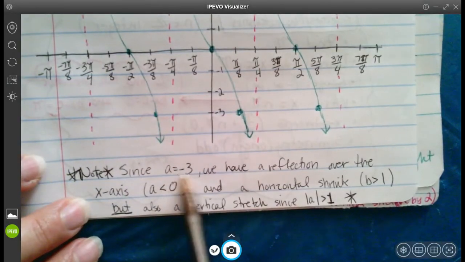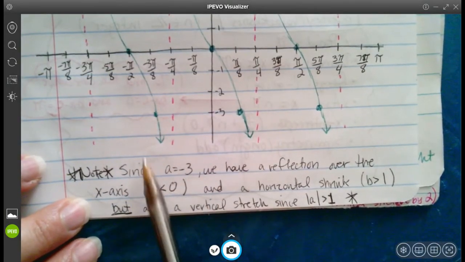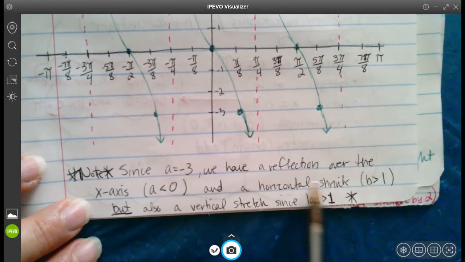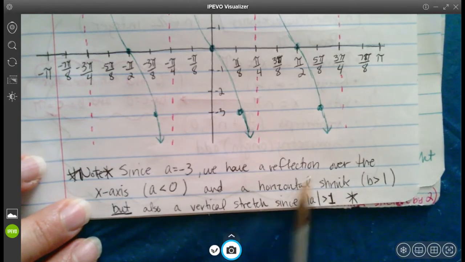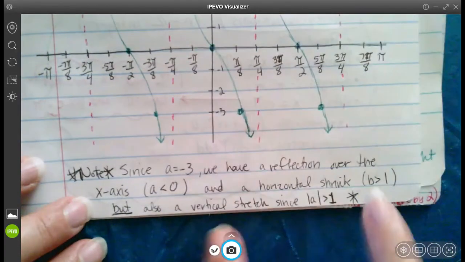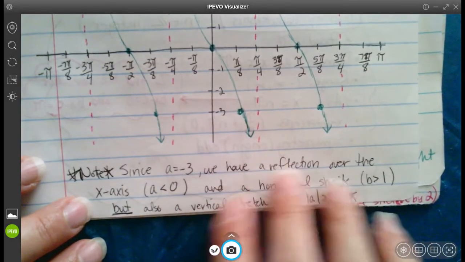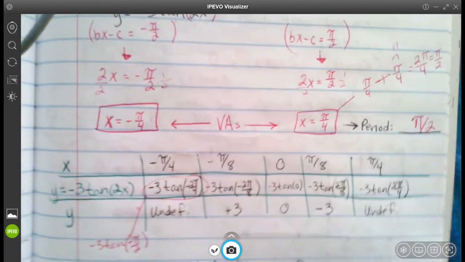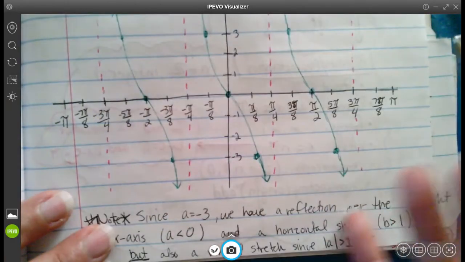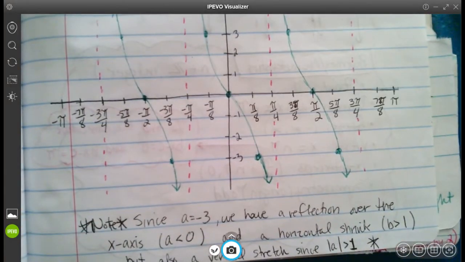Okay. Couple notes here at the bottom. We have that since a is -3, we have a reflection over the x-axis, which is what I mentioned. That's why this one is kind of going backwards. And a horizontal shrink, because b is greater than 1. The horizontal shrink is kind of hard to see because we also have a vertical stretch. So don't worry too much about these. But essentially, what happened here, since we have both a stretch on the outside and a shrink on the inside, they kind of nullify each other out, sort of because they're different numbers. But like I said, don't worry too much about that.